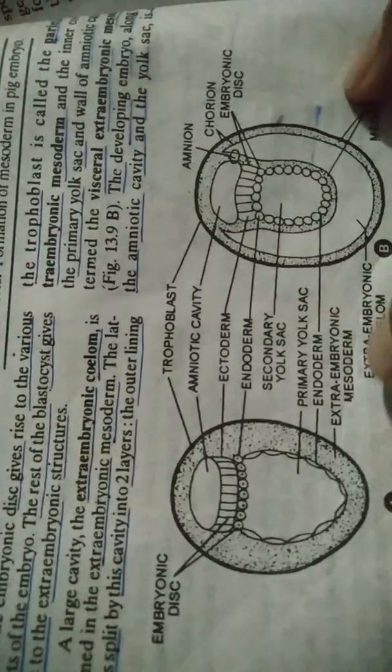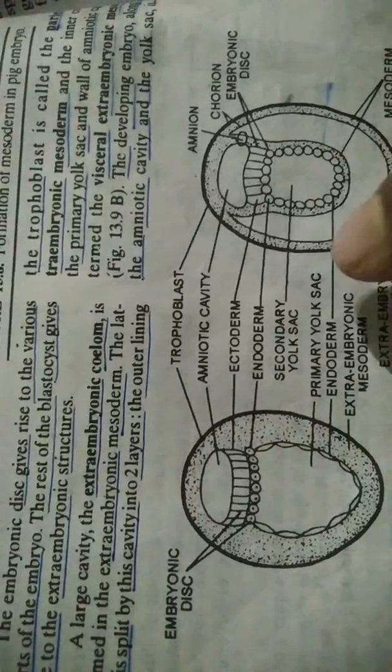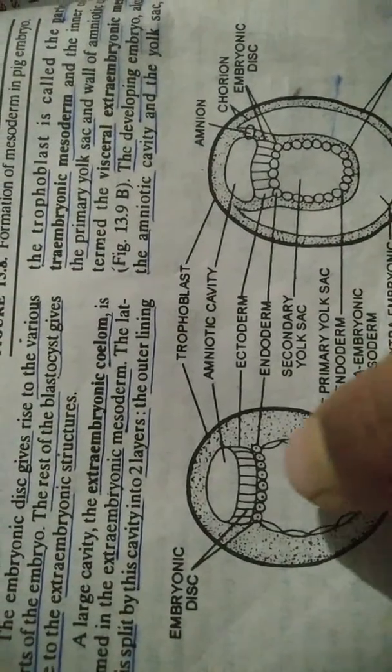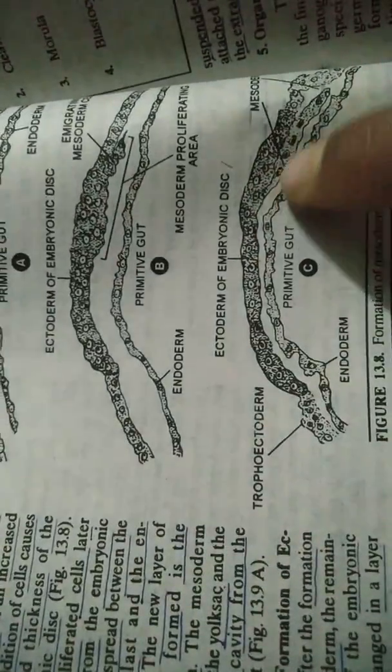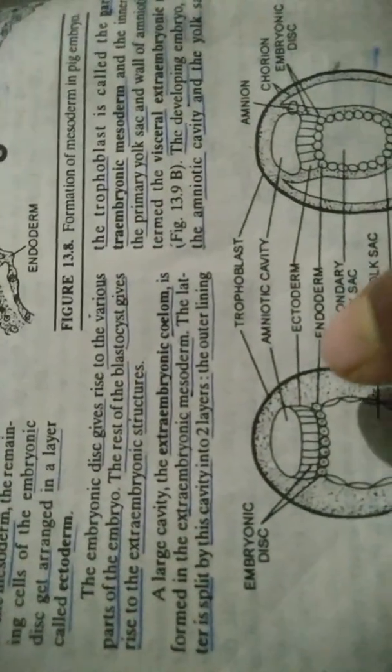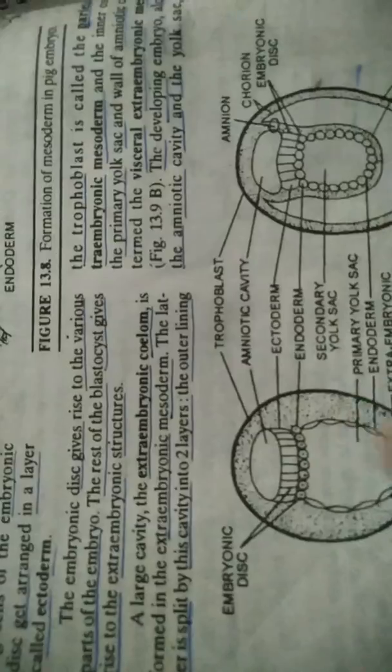Now after that, what will happen? This is the primary yolk sac, this is the amniotic cavity. Now after the mesoderm is formed, the remaining part of the epiblast forms the ectoderm. This is the ectodermal part. Now after that, what will happen?